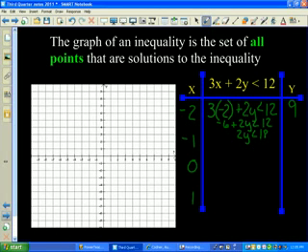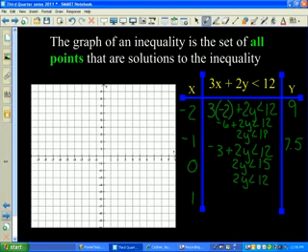If I do the same thing for the negative 1, so 3 times negative 1 gives me a negative 3. And I'll add 3 to both sides. So that'll give me 15. And I can leave it as 15 halves, or it'll be 7.5. And the next one will be 3 times 0, which is 0. So now I have 2y is less than 12. That means y has to be less than 6.